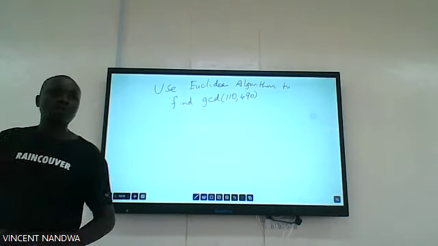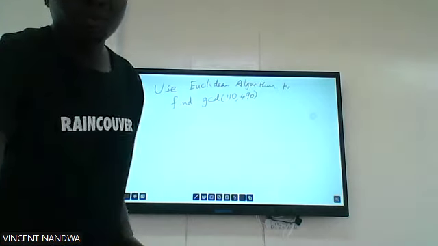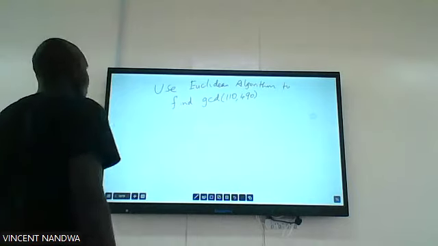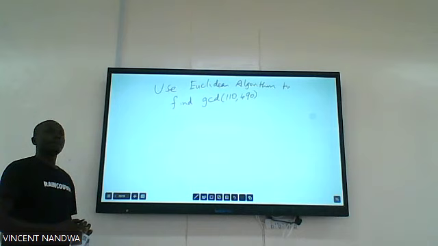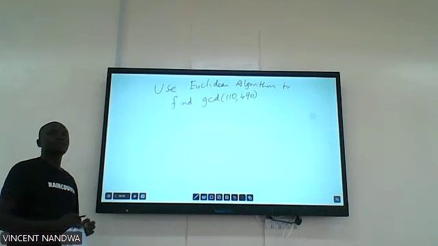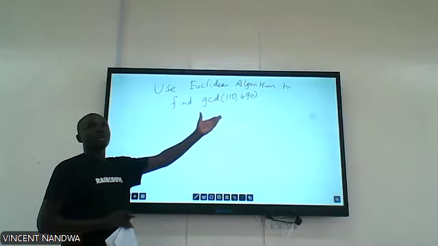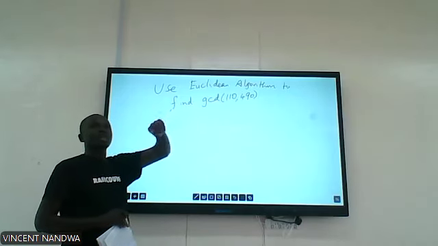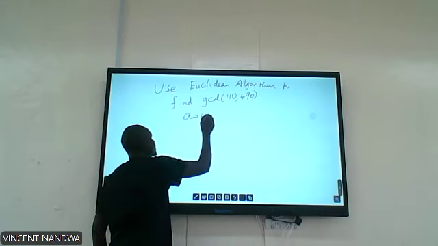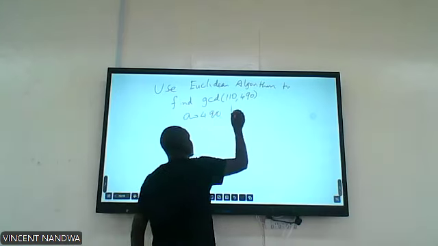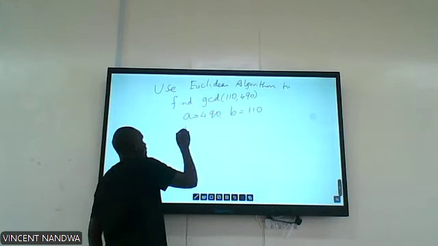So I want you to tell me what will form our A and what will form our B from the statement, the corollary. A will be 490. Without loss of generality, it is 490 because we say that A is greater than B. So here, A is 490, B is 110.